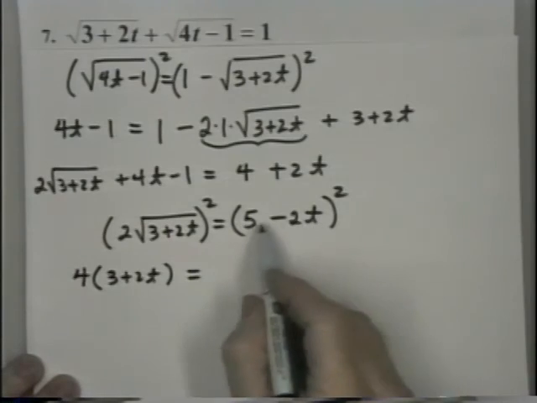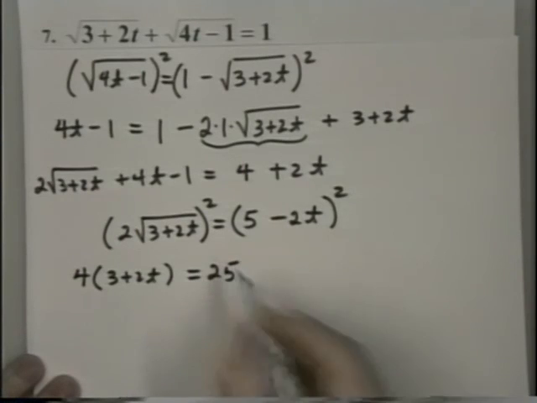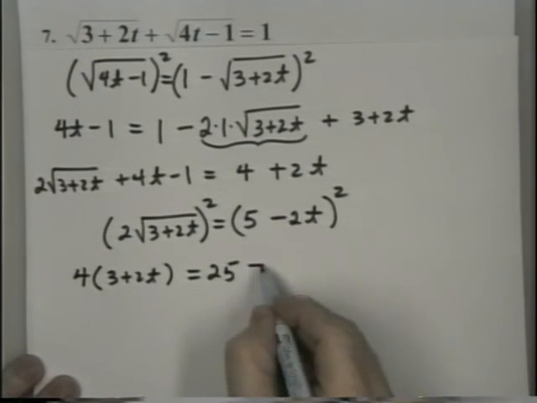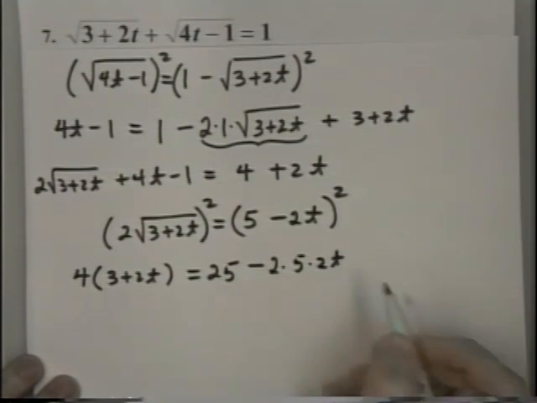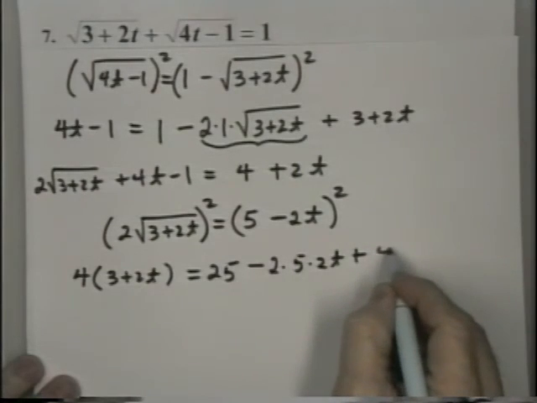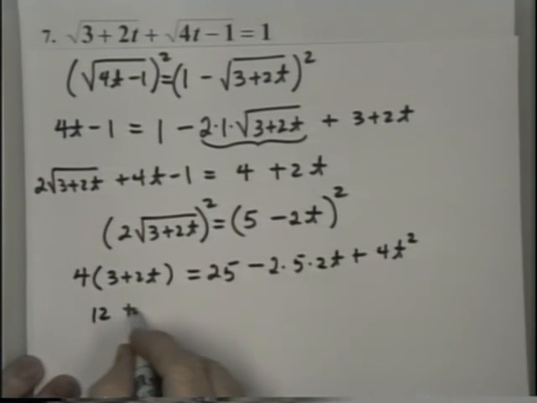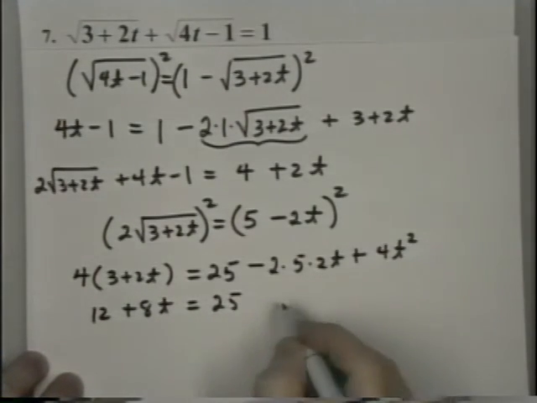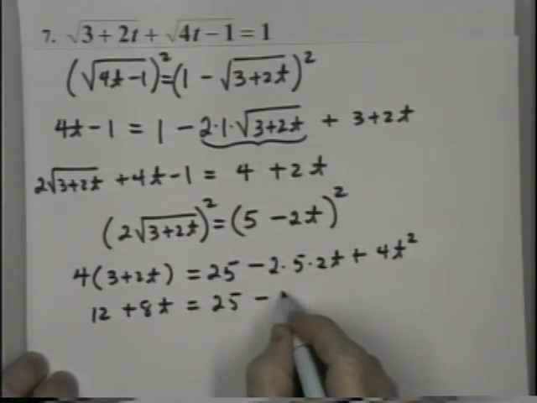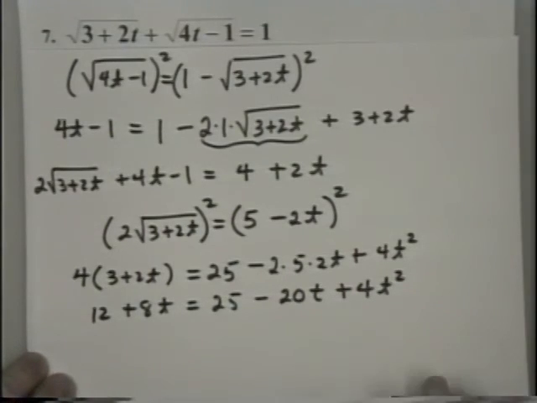equals, and now you've got to square another difference. Square the first one, 25, minus twice the product, 5 times 2t, plus the square of the second one. Let's get rid of the parentheses. That's 12 plus 8t equals 25 minus 20t plus 4t squared.